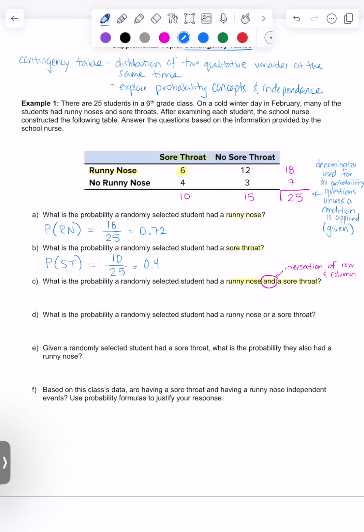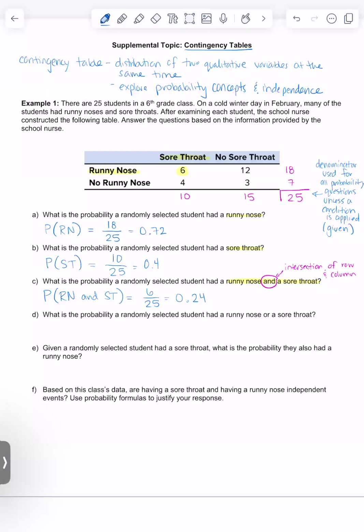So we want to use that 6 to write our final answer. This is a student who has a runny nose and a sore throat. So that was 6 students out of the 25 total students that we had surveyed at the beginning of the day. If I simplify that, I get 0.24, 24 hundredths. Okay, so that's the word "and." That's one of our ideas from chapter 5.